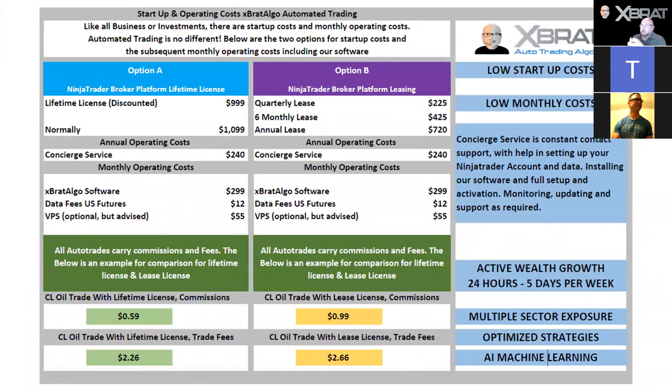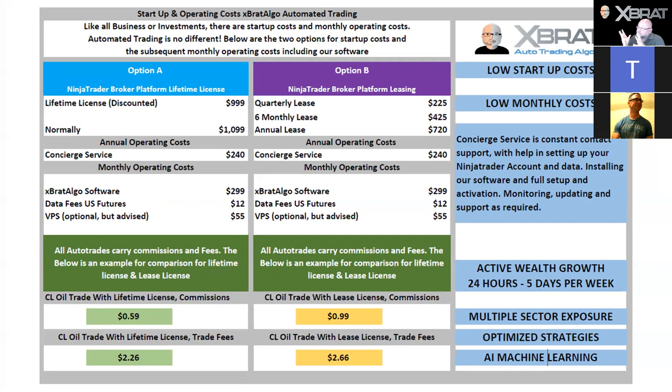So the startup and operating costs with the automated trader, like anything really, there's a couple of options, but basically you need a NinjaTrader platform. It's a trading platform, and with a lifetime license with us you can get it discounted for $999, and the platform is yours. You can go for leasing if you wanted to. The concierge service is just once for the year, $240. If you don't want that at the end of the first year because you've learned enough from Damien to operate it yourself, that's fine. That's your choice. The xBratAlgo software is $299 a month.